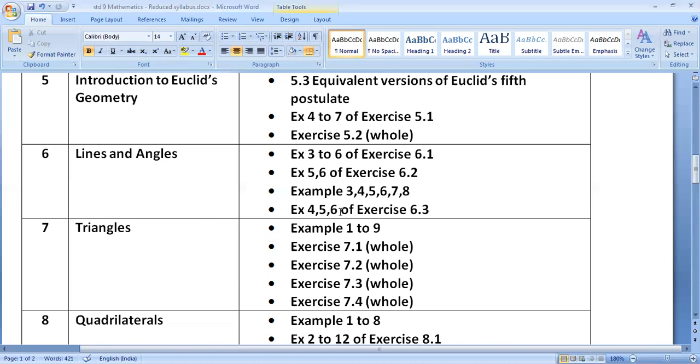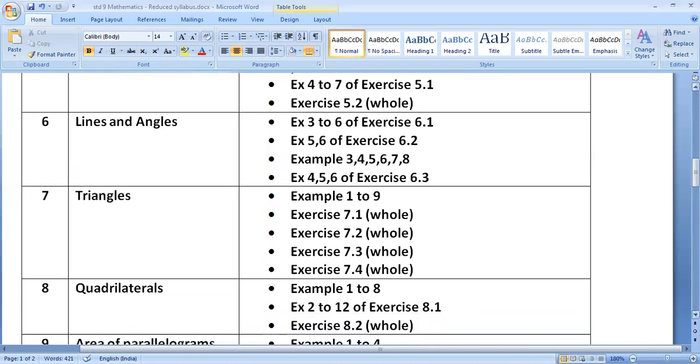So this is all about chapter number 6. What is excluded? Sums 3 to 6 of exercise 6.1, sums 5 and 6 of exercise 6.2, examples 3, 4, 5, 6, 7, 8 and exercise 6.3 questions 4, 5 and 6 are excluded. All other things are included as I have mentioned.